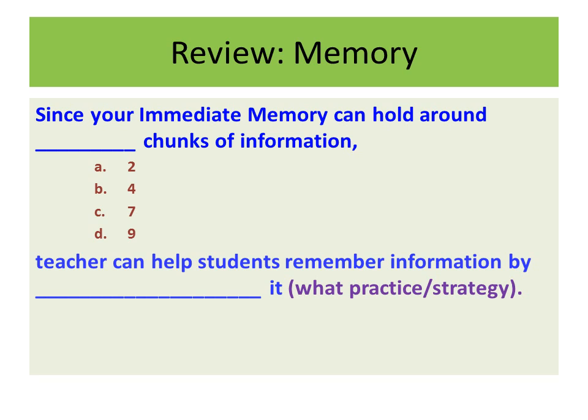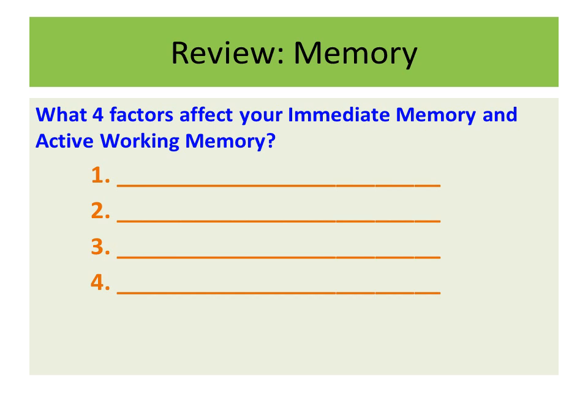Hopefully you remember that our immediate memory can hold about 4 chunks of information, and that chunking is a very good strategy that we can use to help students remember. So chunking information, organizing it into categories. Here's your second one. What 4 factors affect your immediate memory and active working memory?